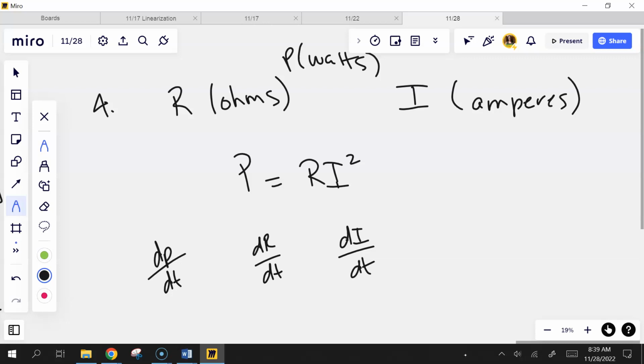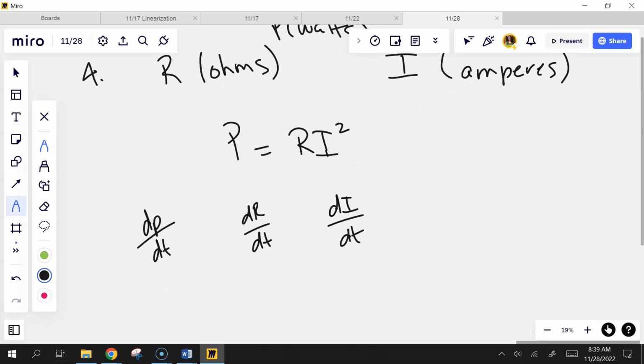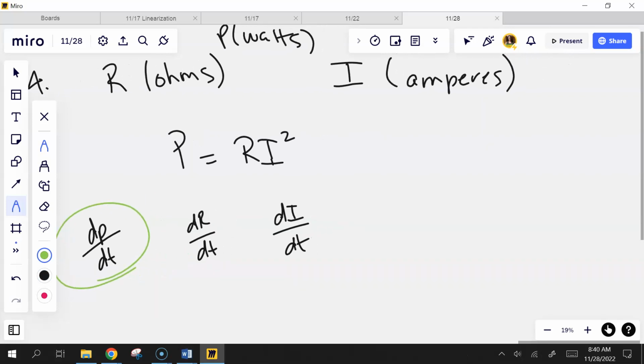Notice I'm taking the derivative with respect to the same variable for all of these. So why don't I just find dP/dt? Which is essentially what they're asking you to do. So try it, see what you get. What's dP/dt?